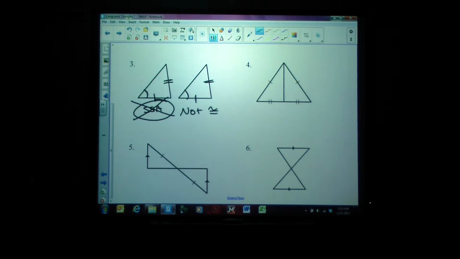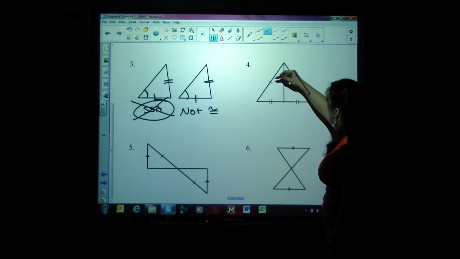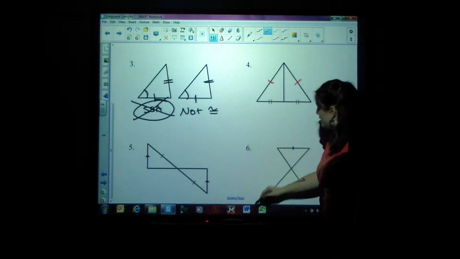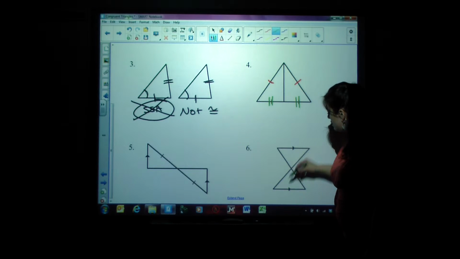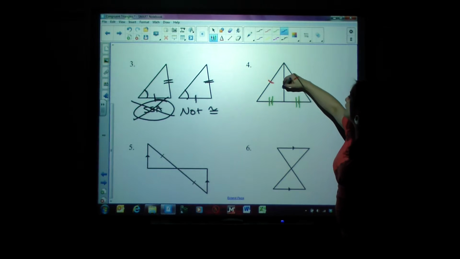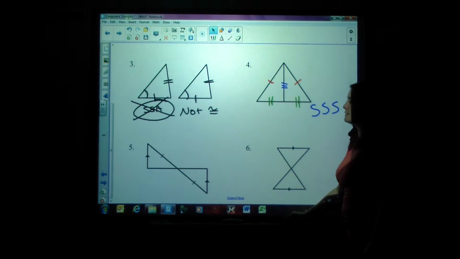So let's keep that in mind. Just because they may look like they're congruent doesn't mean that they are. We have to be able to prove it. Moving on, next one. I know these sides are congruent. These sides are congruent. And I also know they share a side. So what I actually have here is the side, side, side case. These triangles are congruent because all three sides are congruent. So that is a side, side, side congruence.